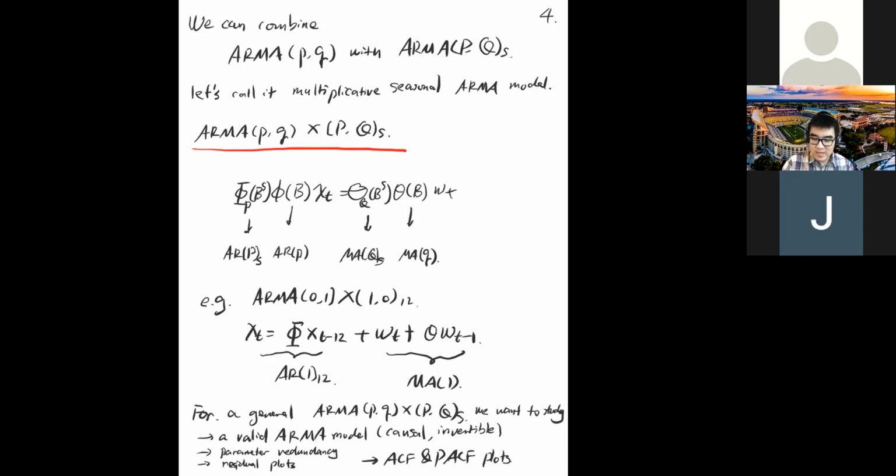Okay, so to answer all these questions, I will use this very simple ARMA(0,1)x(1,0)_12 model as an example and go over all this with you. Maybe we do not have time to do the residual plots, but we can do the causality, the invertibility, and the parameter redundancy. Most of the things are pretty similar to the pure ARMA models. The difference is the ACF and the PACF plots. So we will see it. Let me switch to R to go over this for you.